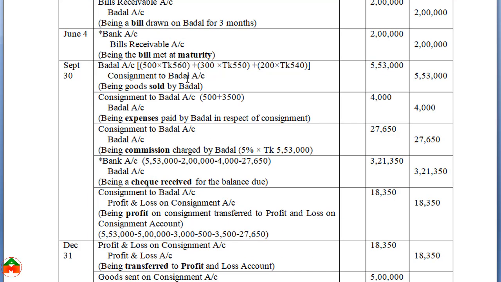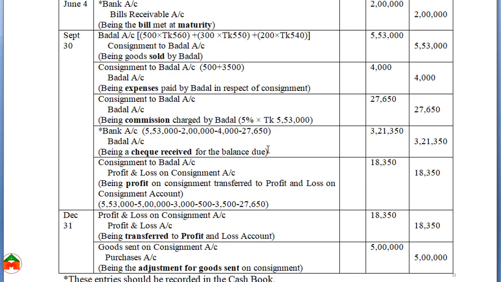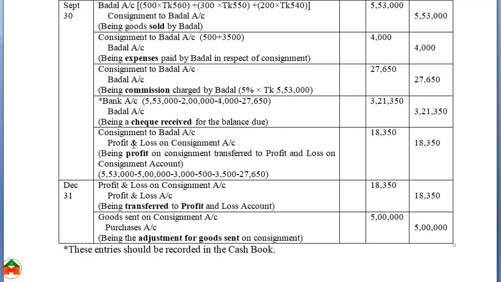And from this consignment account, if there is any profit or loss, that profit or loss should be recorded as consignment to Badal account debit. If the selling is done before the end of the year, then this profit and loss on consignment account is prepared on a temporary basis, because this profit and loss on consignment account will be transferred at the end of the financial year. However, we can see this journal is for profit. We can see consignment to Badal account debit and profit and loss on consignment account credit.